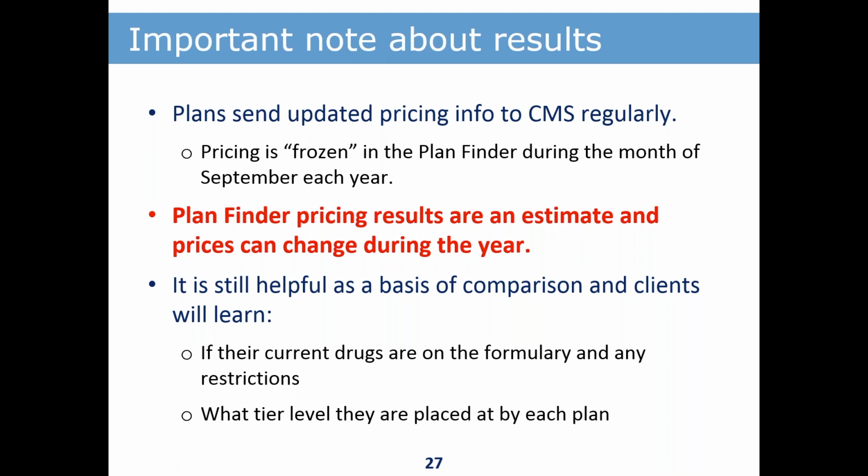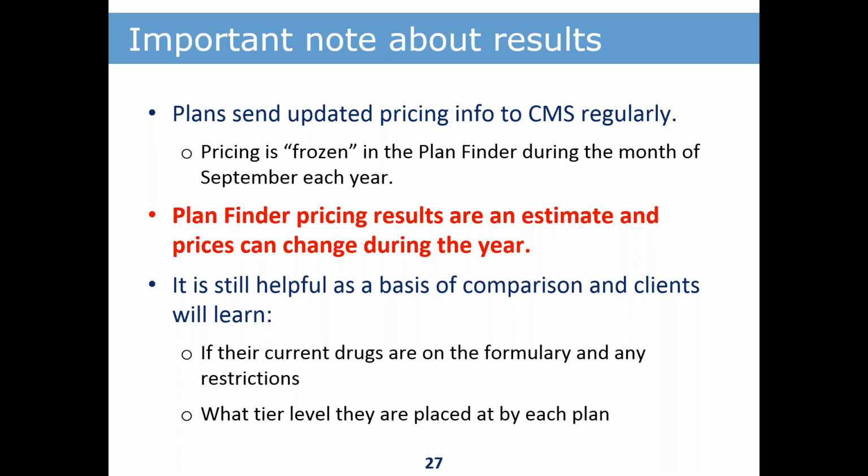The plans do send updated pricing information to CMS on a regular basis, and it gets uploaded at least every other week into the Plan Finder. They do freeze the pricing during the month of September each year, but after that, with their every other week upload, the pricing can change. So the pricing that is posted on the Plan Finder is based on the full retail price that the plans have negotiated with the drug companies, and it varies from plan to plan.